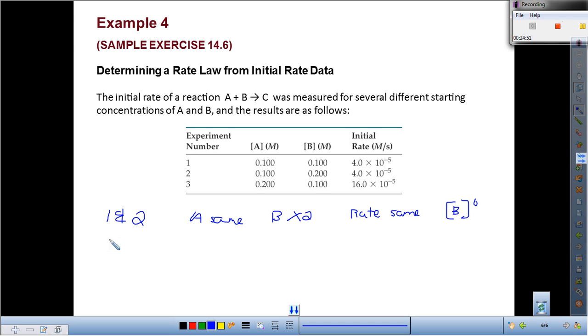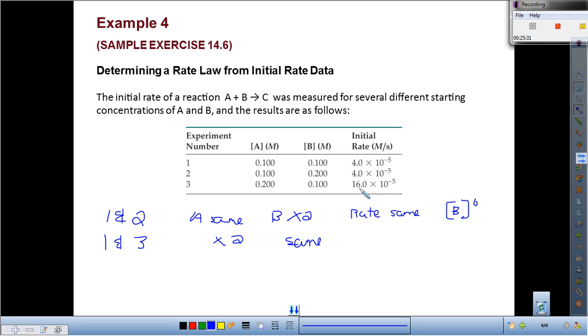Now let's find two trials where B stays the same and A changes. That would happen in trials 1 and 3. So in trials 1 and 3, B is the same. It's 0.1 in both of them. And what happened to A? Well, A doubled.